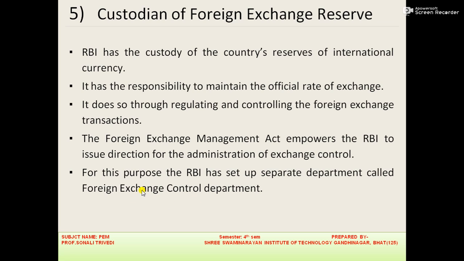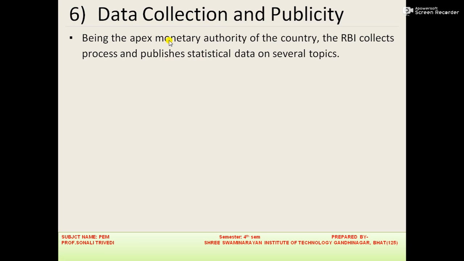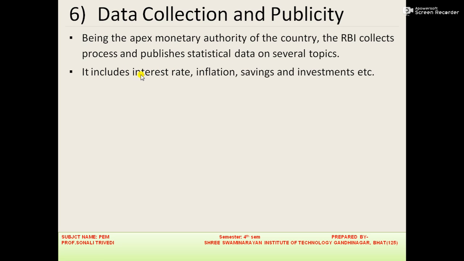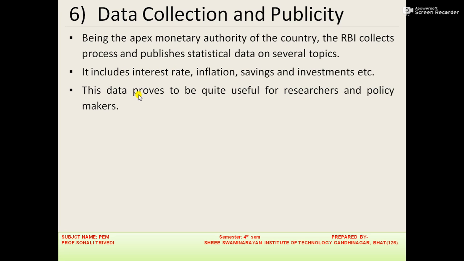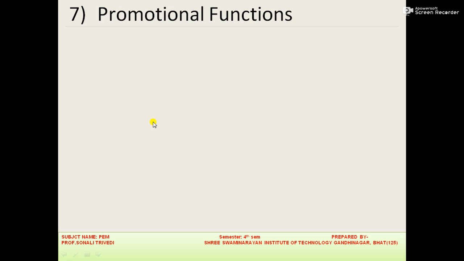So according to that they have made their own department, the Foreign Exchange Control Department. Number 6, data collection and publicity. Being the apex monetary authority of the country, the RBI collects, processes and publishes statistical data on several topics. It includes interest rate, inflation, savings and investments. This data proves to be quite useful for researchers and policymakers.